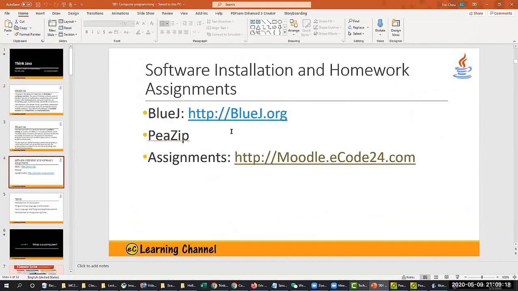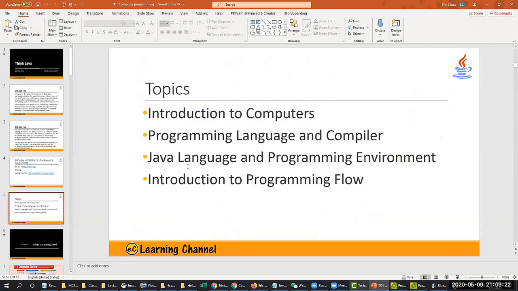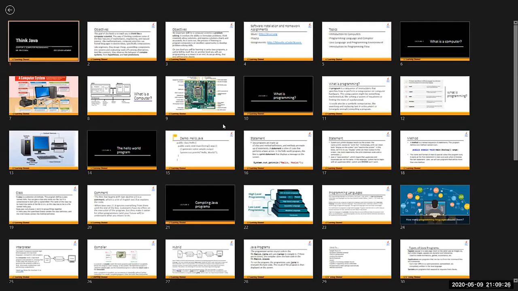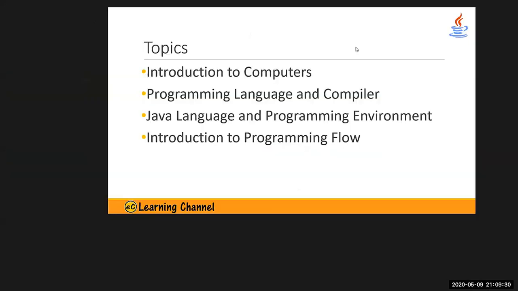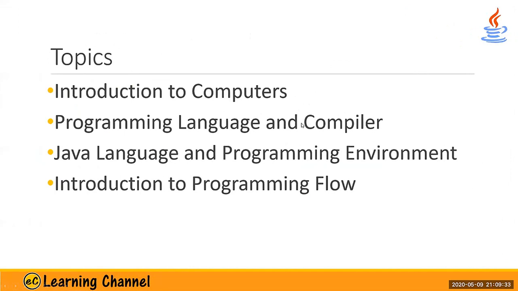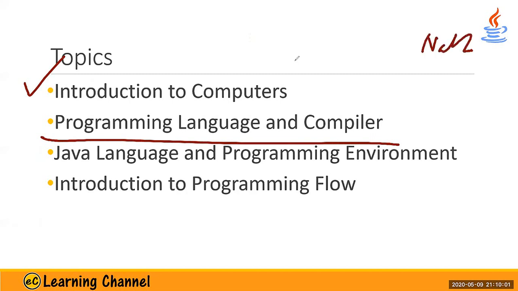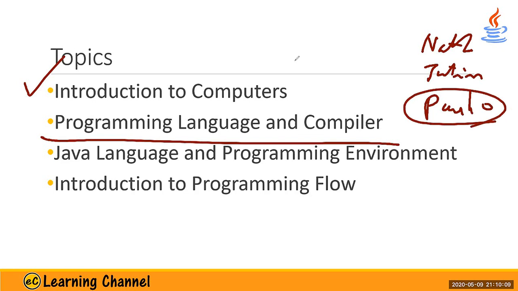And here we talk about the resources we have and the software we use. In chapter one, we do an introduction to computers, then programming language and compiler. Third, we have the Java language, programming environment, and an introduction to the programming flow. These are the topics we are going to do in chapter one. Today, probably not going to do programming. I may go over the introduction to computers, and I also need to reserve another session for Nathan, Justin, and maybe Pablo, for installation of the software, okay?